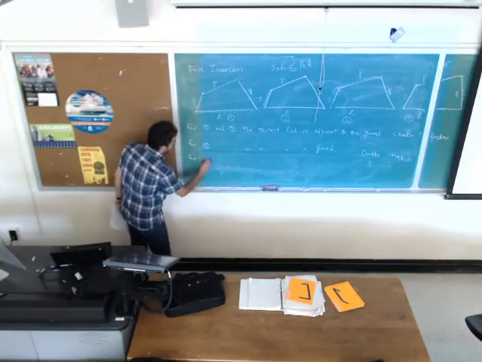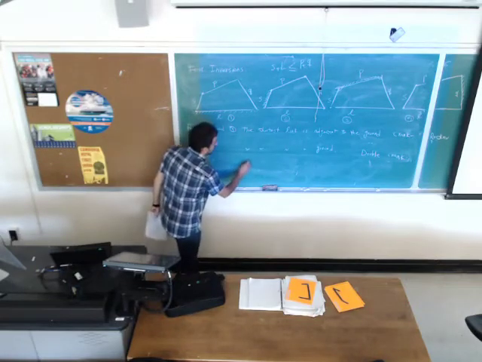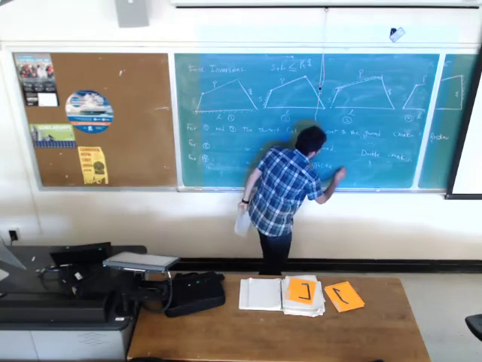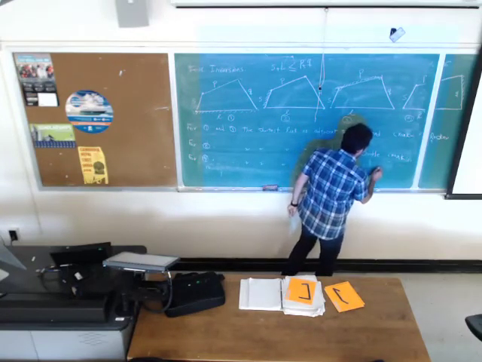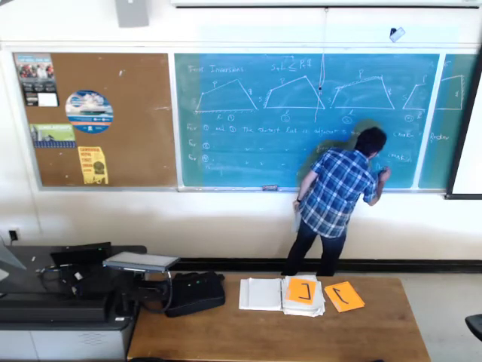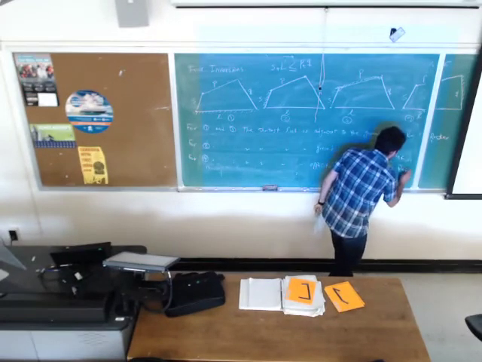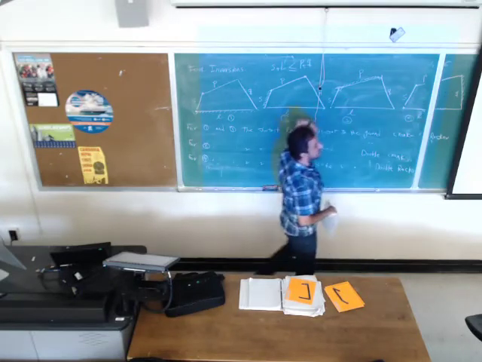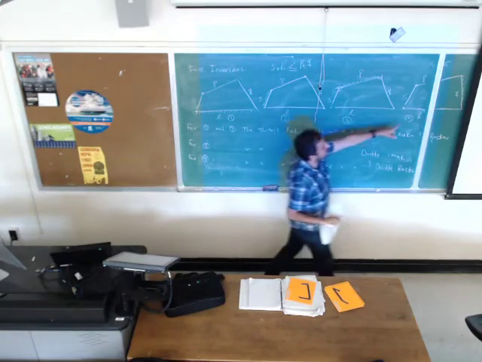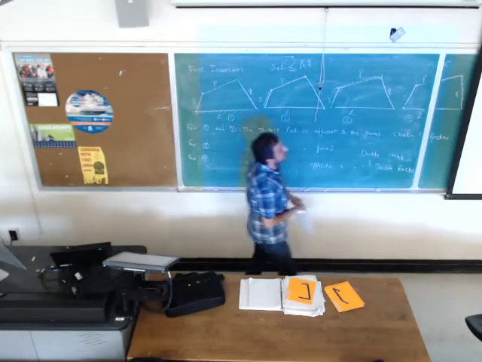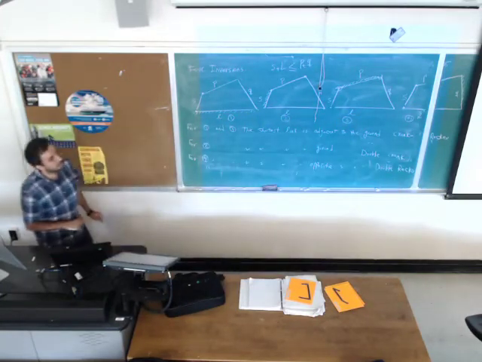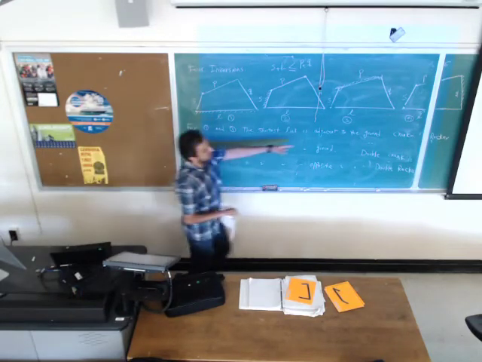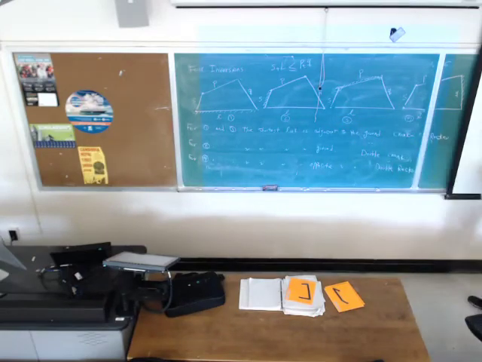And for number 4, the shortest link is opposite to the ground. We are going to have a double rocker, which is this. The shortest link is opposite to the ground. So link L and link P cannot complete 360 degrees. They can oscillate, and both are connected to the ground.